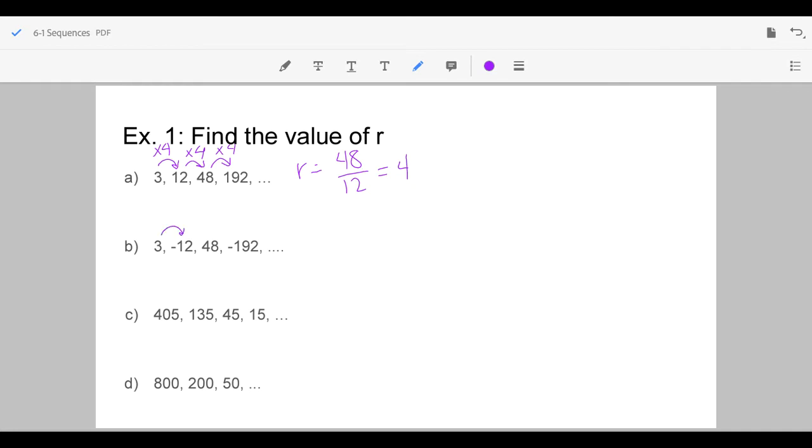Here we have the same numbers, but the difference is that we're multiplying by negative 4.